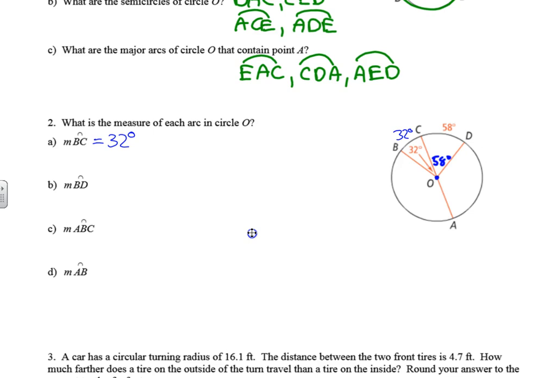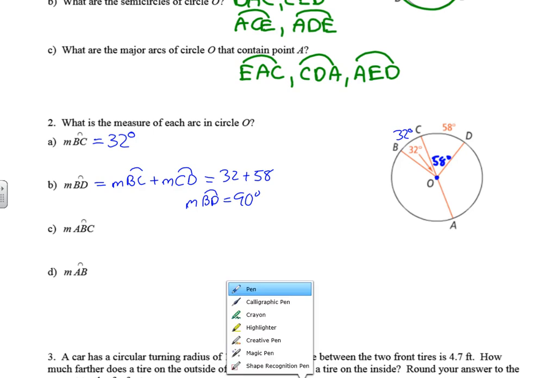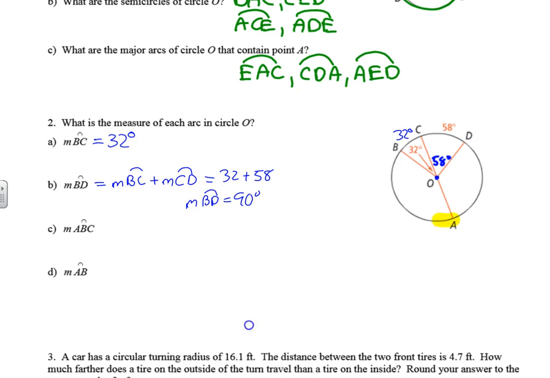And then it asks for the measure of arc BD. Well, that's the measure of arc BC plus the measure of arc CD. We're going to add those two together, which would be 32 plus 58. So the measure of arc BD would equal 90 degrees. And then we've got the measure of ABC. Well, what is ABC? Well, look at that. That's a semicircle. So what do we know the measure of a semicircle is? That's 180 degrees.